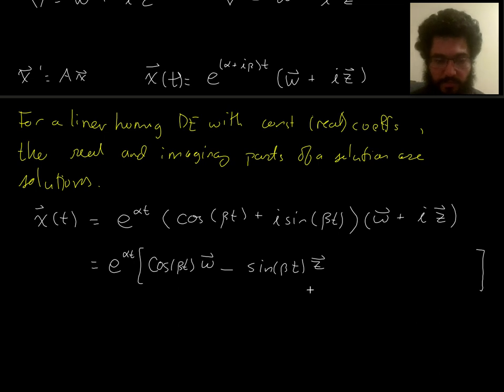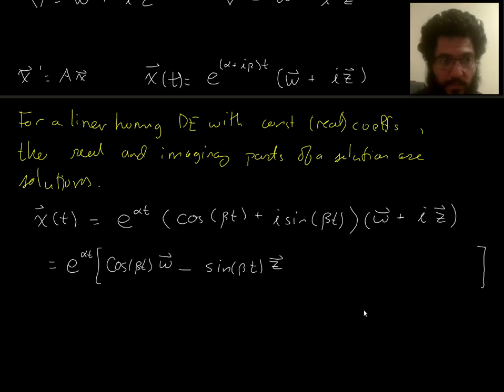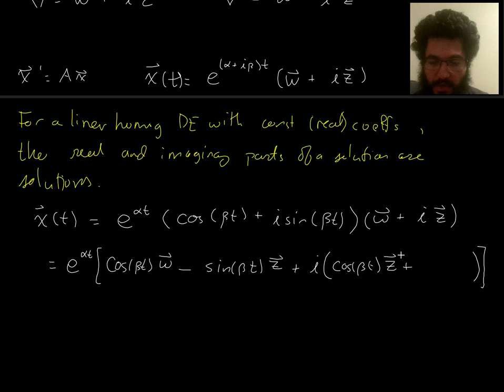And then, I think I'll need more room here. Then there are also cross terms, and those will have i's on them. So one cross term is cosine beta t scaling z, and then there's an i in front. And the other cross term is sine beta t scaling w. All right, and now I can see what the real and imaginary parts of this are.